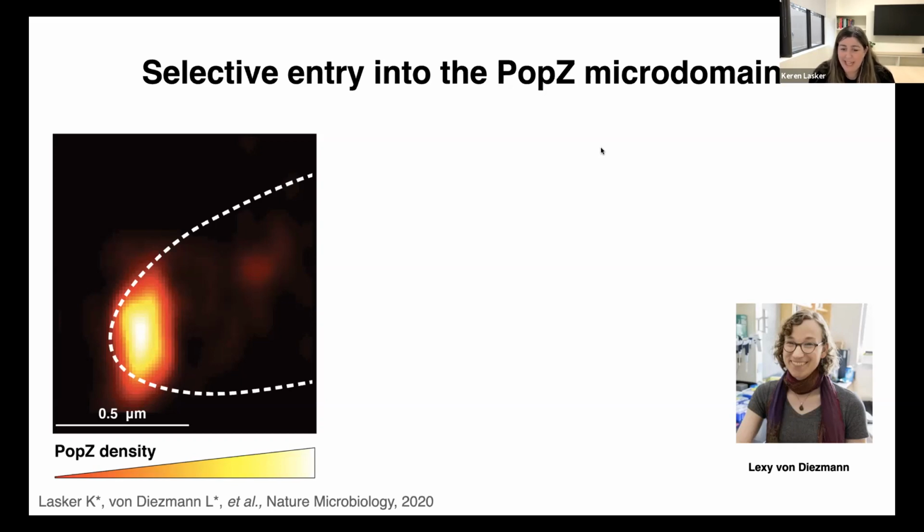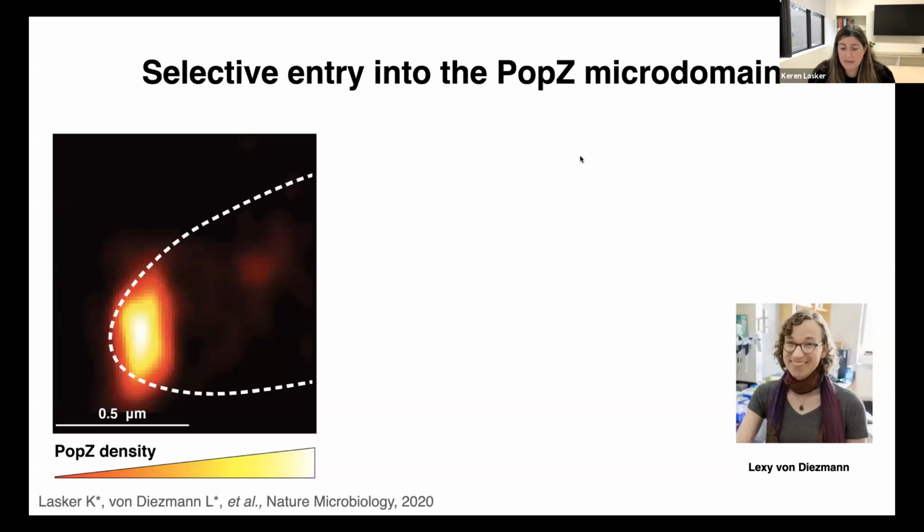Why? The size of the PopZ microdomain is 250 nanometers, which is within the diffraction limit of an optical microscope. So we can't really do much, we think, but to overcome this challenge, we decided to perform single molecule tracking experiments of cytosolic proteins inside and outside the microdomain.